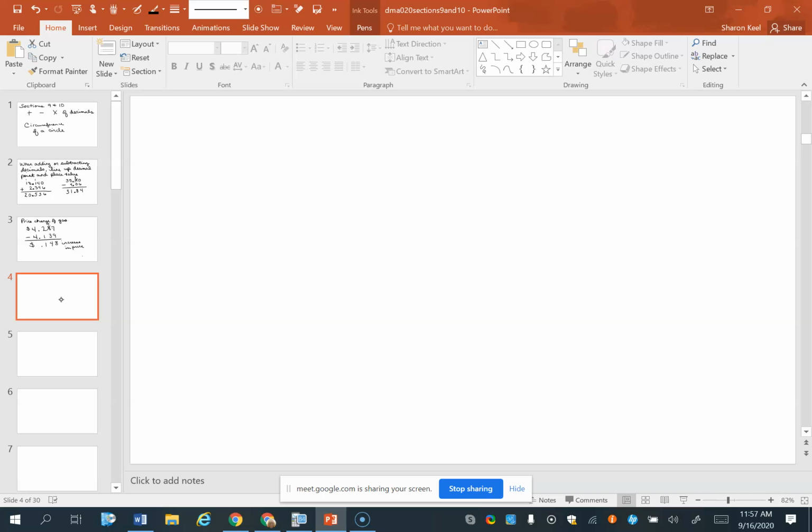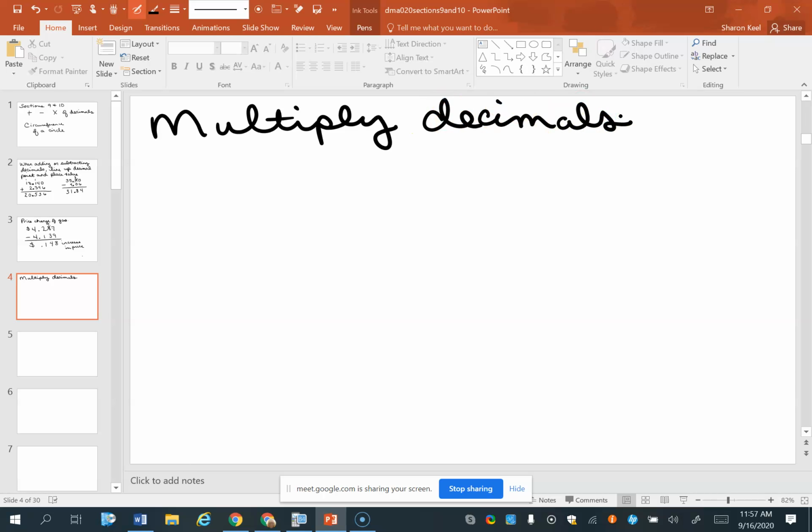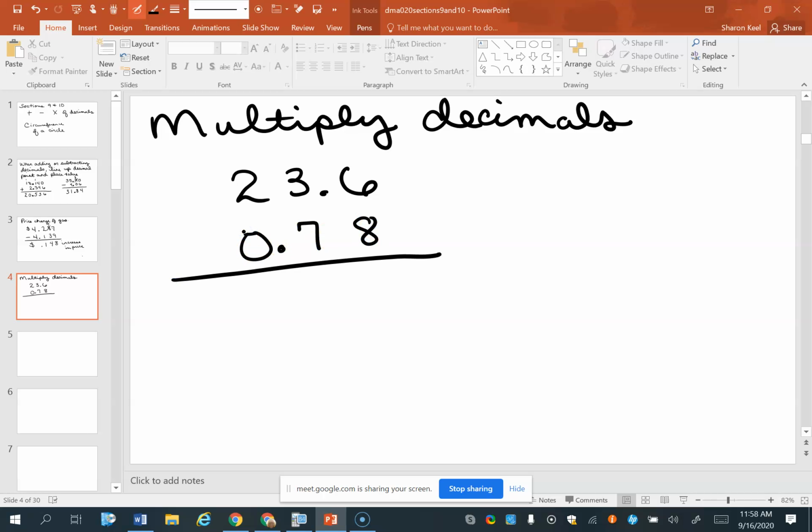As we look at section 10 for multiplying decimals, you do not need to line up the decimals. When you are doing a multiplication, if I were to have, let's say, 23 and 6 tenths, and I'm multiplying it by 78 hundredths, I do not need, in this case, to line up the decimals. What I did was put the most digits on the top and the fewer digits on the bottom. And then we're just going to multiply.